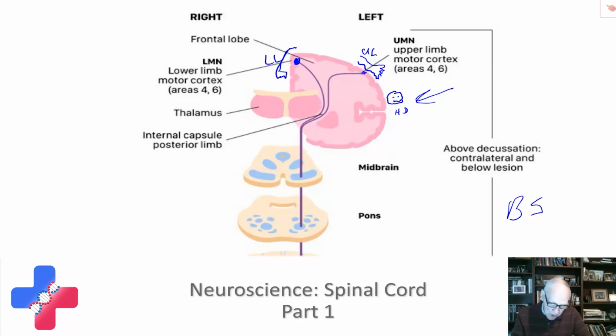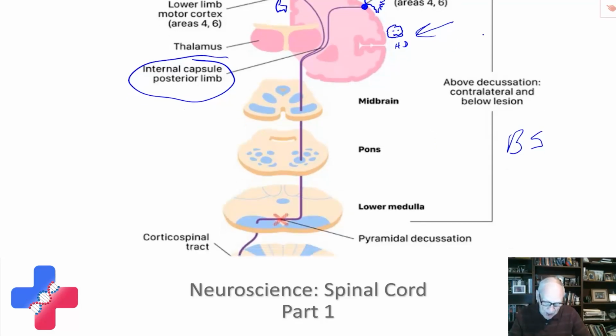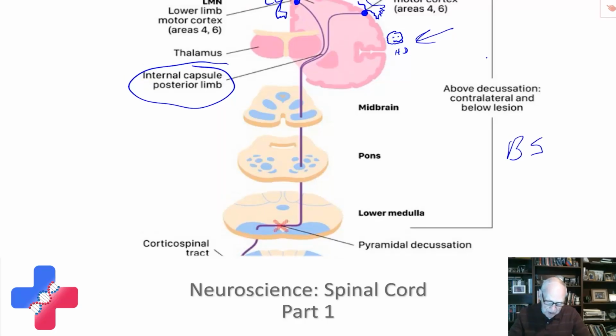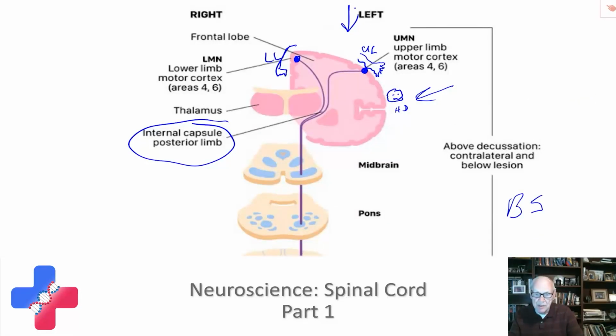And of course, the upper motor neurons of the upper limb are there in the lateral cortex. But notice both of those converge together as you go through the posterior limb of the internal capsule, that little narrow strip of white matter in the subcortical position. Now notice, just for the sake of description, we're starting this one on the left side. So we're coming down the left side now, coming vertically down.